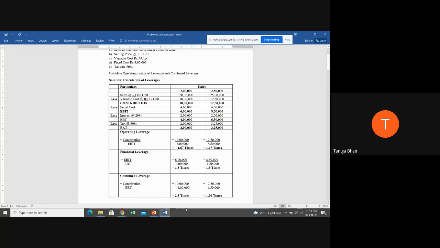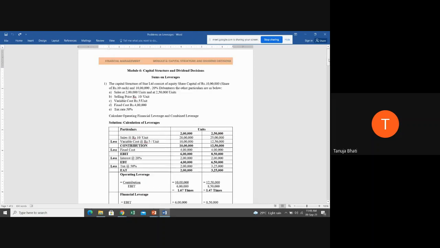On the same lines, you have to solve for 2,50,000 units. So this is the way we have solved problem number 1. Is problem number 1 clear to everyone? Yes, students? Yes, is problem number 1 clear to everyone? Can we move ahead to problem number 2? Yes? Yes, ma'am.